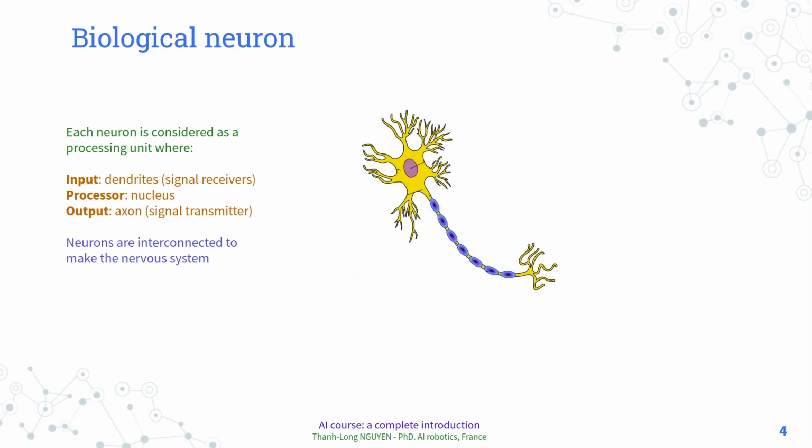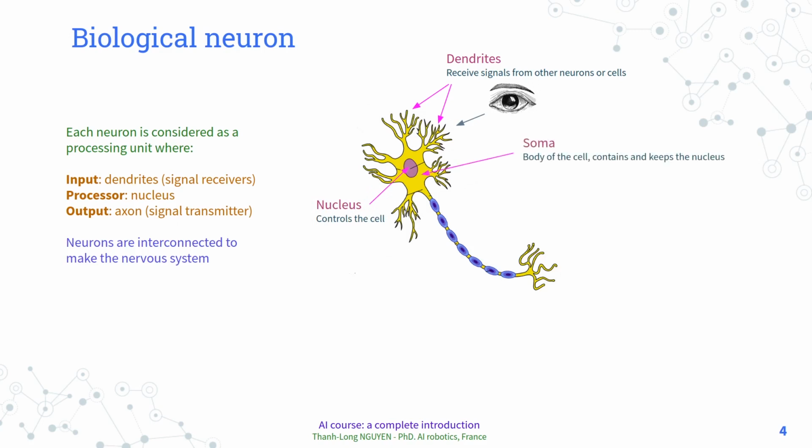Precisely, if you look at the image, here are the dendrites of the neuron, which receive signals from other neurons or from other cells, imagine from eyes, for example. And here is the nucleus, which is like the controller. Next, the body of the cell is called soma. It contains and keeps the nucleus functional. And the axon stays here. It is considered as the output of the neuron.